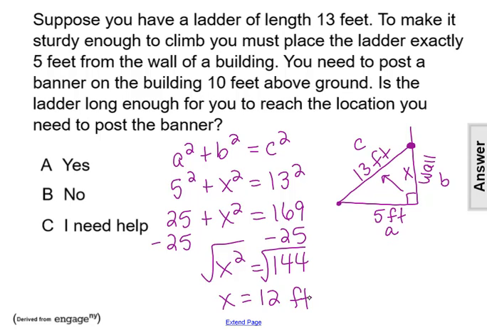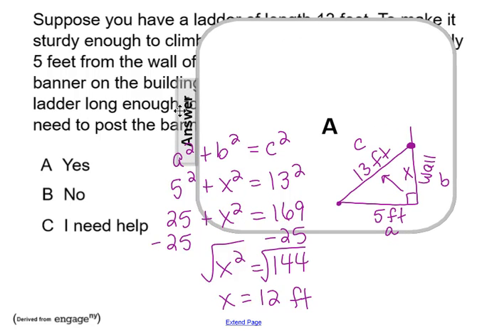Now the banner you want to post is only 10 feet above the ground, so you will definitely be able to reach it. You can even move down the ladder a little bit. The ladder reaches 12 feet, so you can stick the banner 2 feet below it. So is the ladder long enough for you to reach the location? Our answer is A, yes, because it actually is higher than you need, so you can backtrack on your ladder and reach the 10 feet.